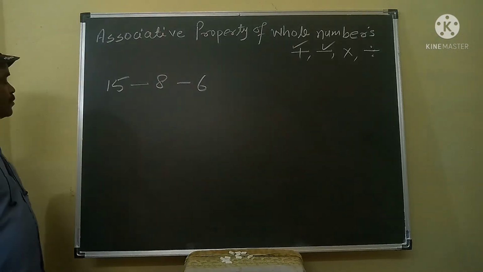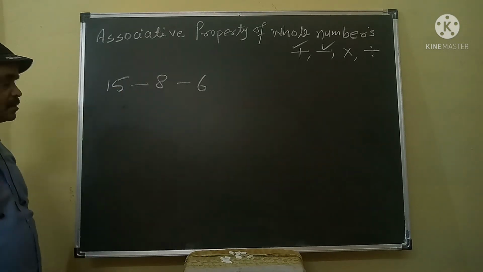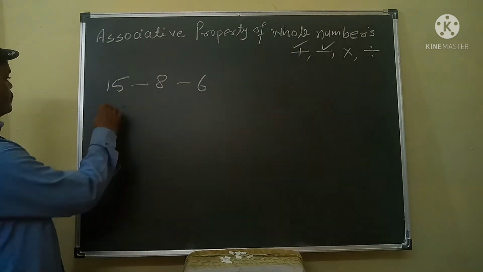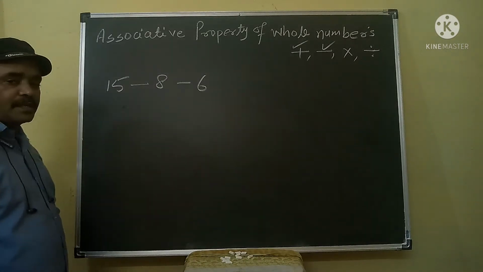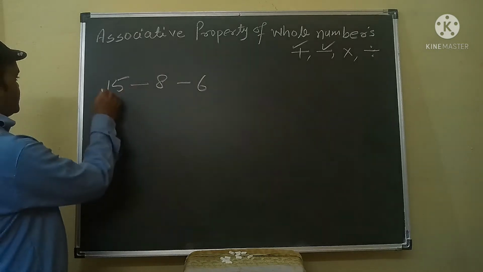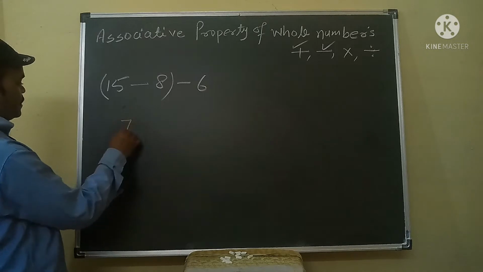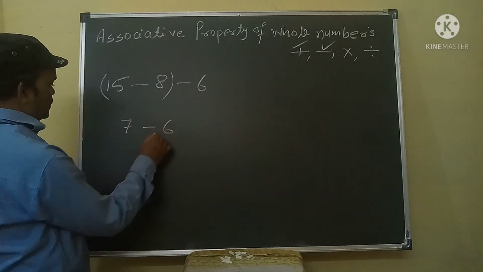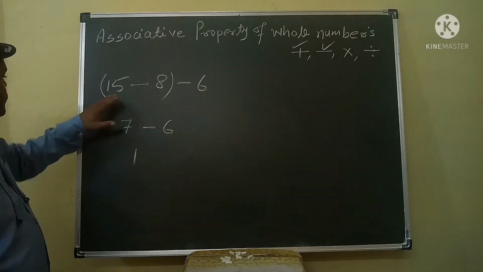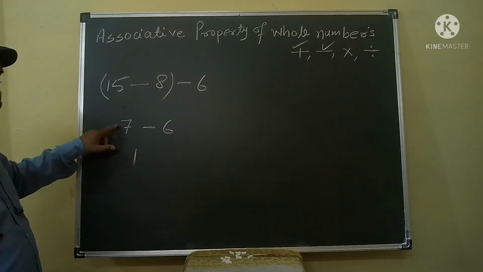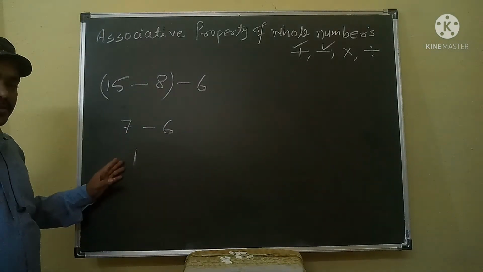Suppose you want to find the answer to this question. So what will you do? In that condition, first we will make the group of the first and second numbers. 15 minus 8 is 7. 7 minus 6 is 1.